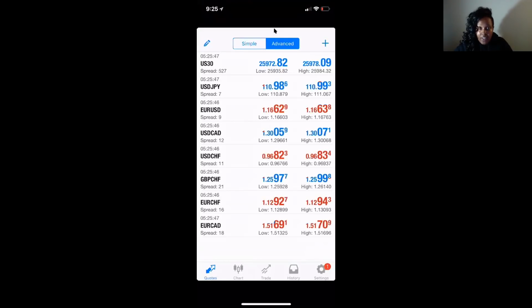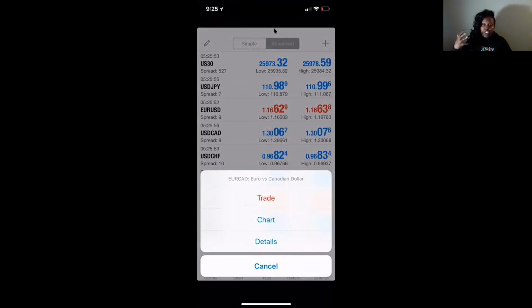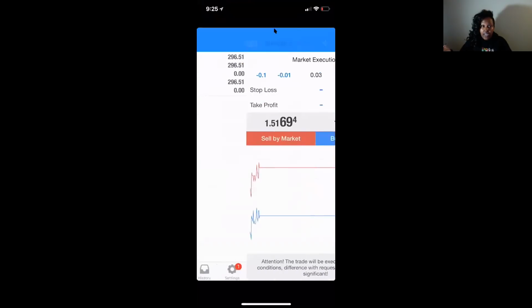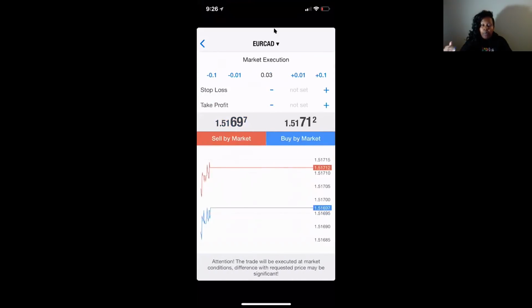once you have all the information, you come to your MetaTrader 4 app. You are going to go to the pair, which is EuroCAD, and tap on it. On the iPhone, it says trade. On the Android, it says new order. Okay? And then you click on it, and it takes you here. Market execution means that you want to actually enter the trade immediately.